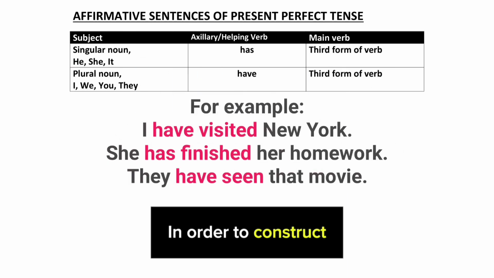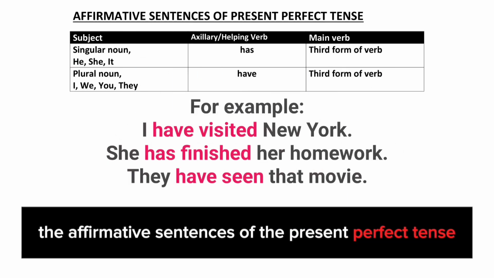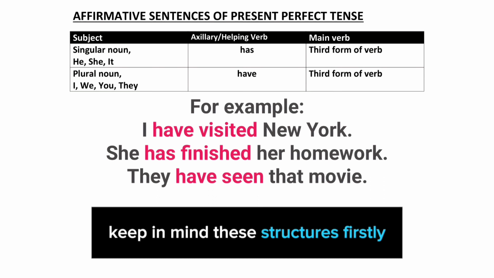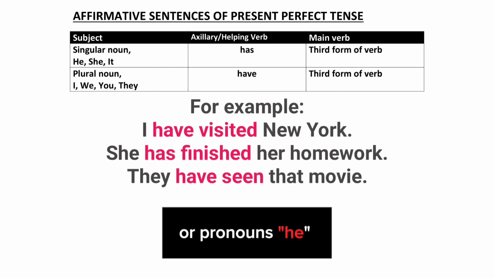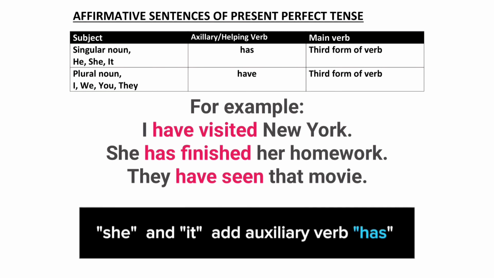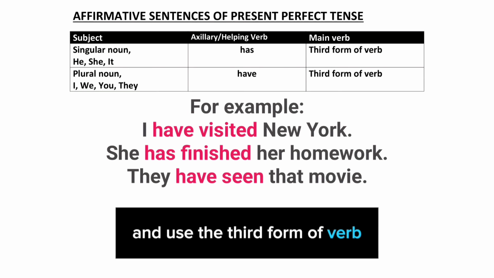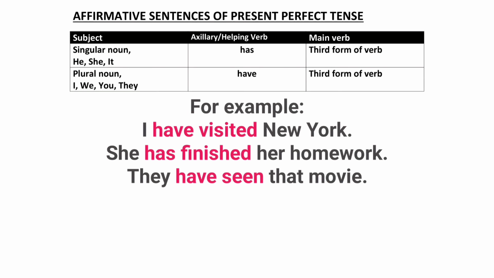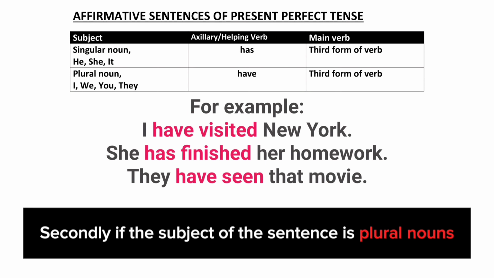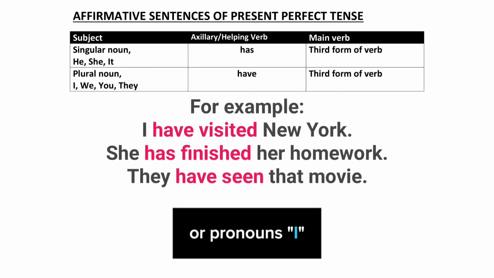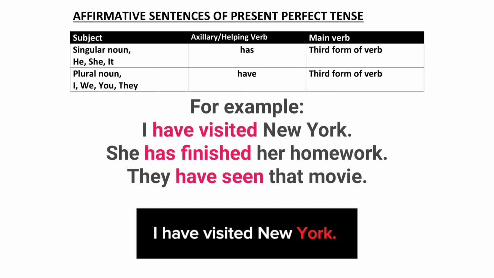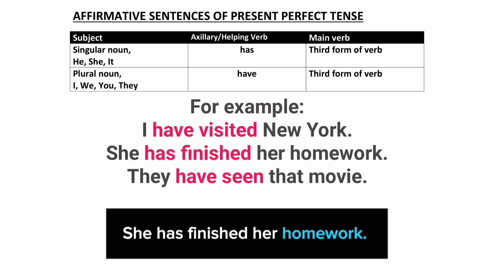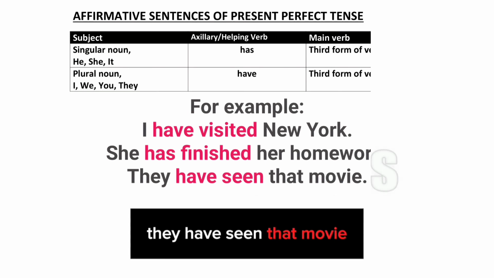In order to construct the affirmative sentences of the present perfect tense, keep in mind these structures. Firstly, if the subject of the sentence is a singular noun or pronoun, he, she, and it, add the auxiliary verb has, and use the third form of the verb, which is also called the past participle. Secondly, if the subject of the sentence is a plural noun or pronoun, I, we, you, and they, add the auxiliary verb have, and use the third form of the verb. For example, I have visited New York. She has finished her homework. They have seen that movie.